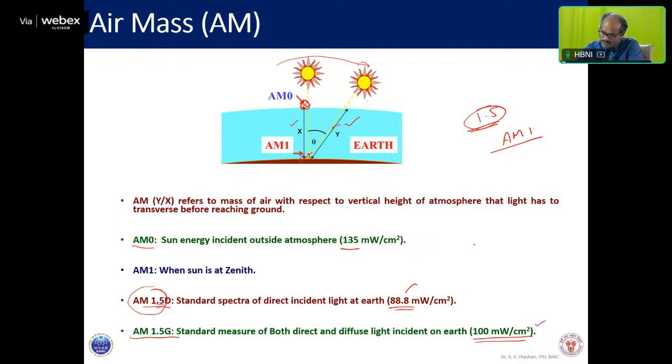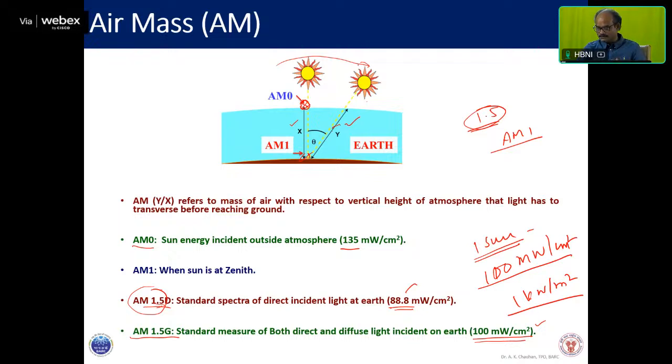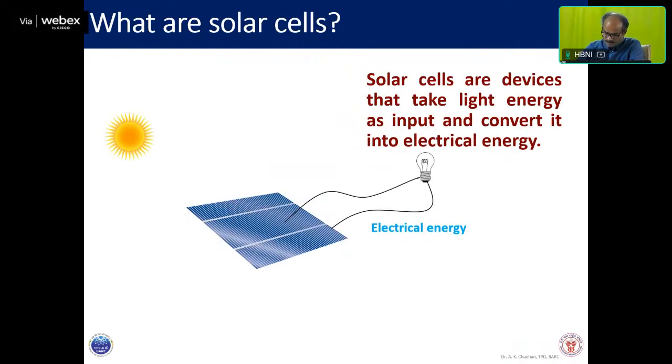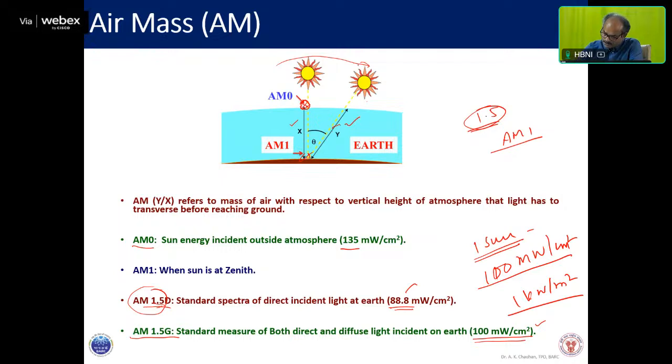So what is standard? One sun, this we define as one sun also. So one sun intensity is, you can call, 100 milliwatt per centimeter square, or the same is 1 kilowatt per meter square. So you see 1 kilowatt per meter square and 100 milliwatt per centimeter square, they are the same. Now this was as far as the solar irradiation is concerned, that is coming on the earth.